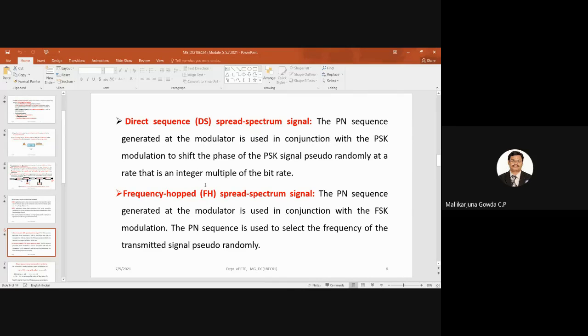Another one is the frequency hopped spread spectrum signal. Here, the pseudo-noise sequence generated at the modulator is used in conjunction with the frequency shift keying modulation. The pseudo-noise sequence is used to select the frequency of the transmitted signal pseudo-randomly. That is why it is called a frequency hop spread spectrum signal. So based on the type of modulation we use, we classify the spread spectrum signal into two types: direct sequence spread spectrum and frequency hopped spread spectrum.